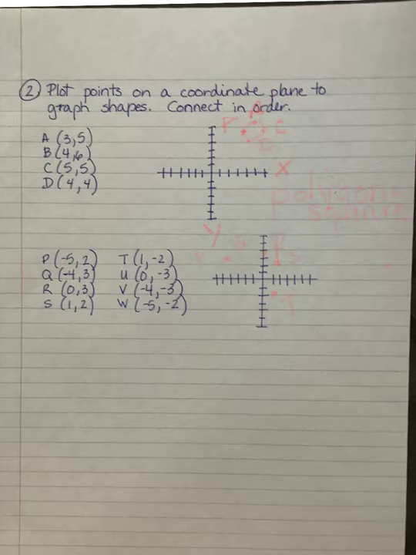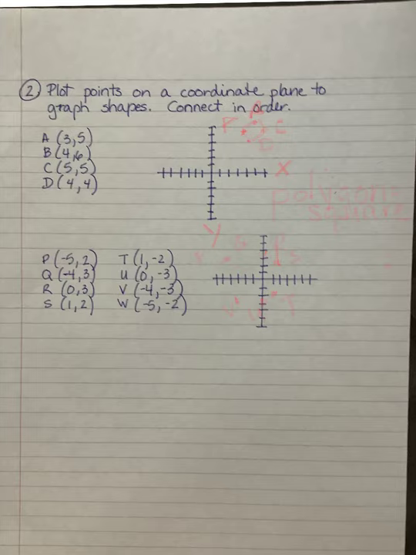U is at 0 and down 3. V is at negative 4 and negative 3. And W is negative 5, negative 2.